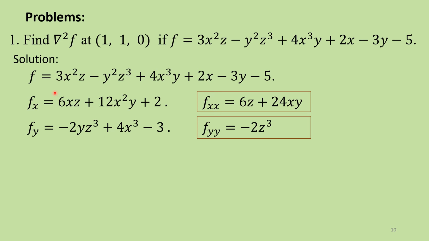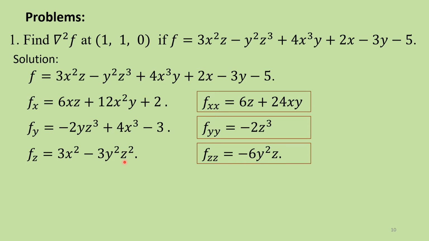Now differentiate partially with respect to z, treating x and y constant. So fz, dou f by dou z, that is 3x square minus 3y square z square plus 0, 0, 0, 0. So I have dou f by dou z, or fz, is 3x square minus 3y square z square. Now differentiate partially with respect to z again, a second order partial derivative dou square f by dou z square, that is fzz, is equal to 6 minus 6y square z. So we have all three partial derivatives of second order.